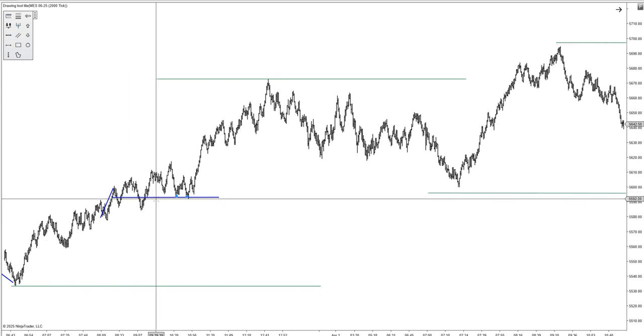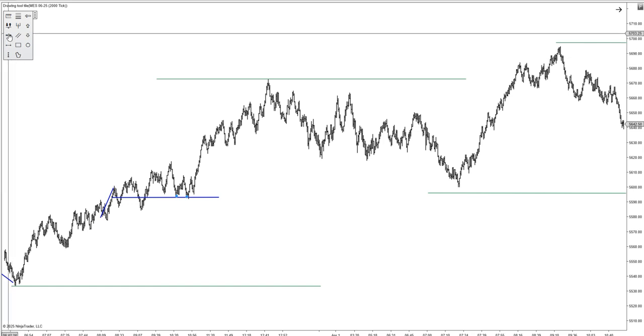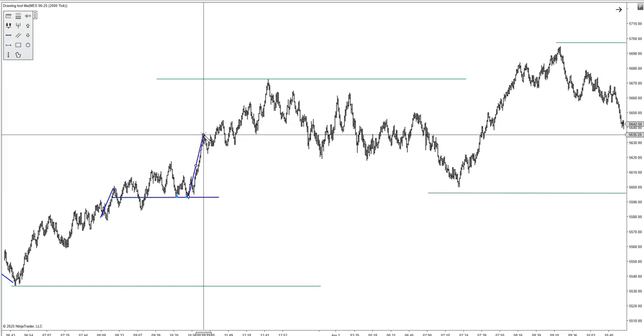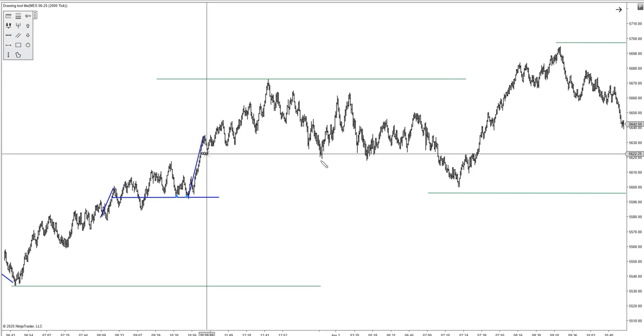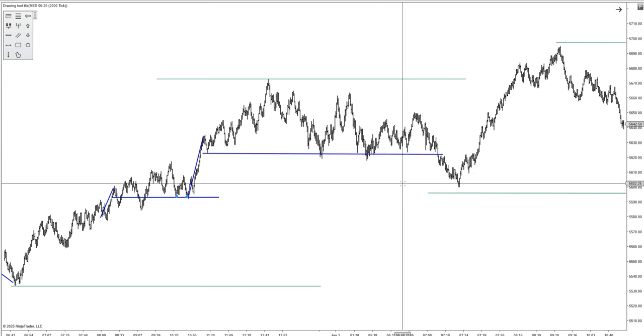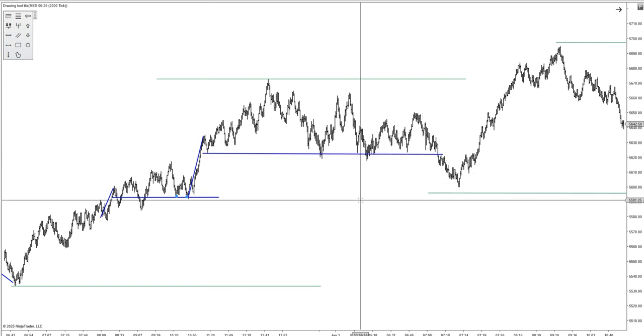Now, every one of these is going to be different. Everyone's going to have a different flavor to it, but they all have the same characteristics, right? They all have the same characteristics.